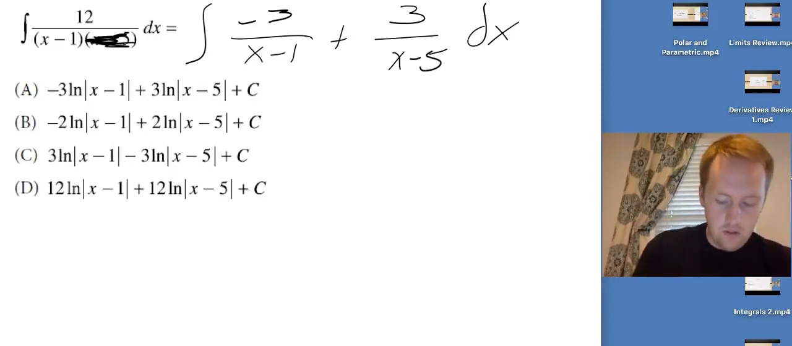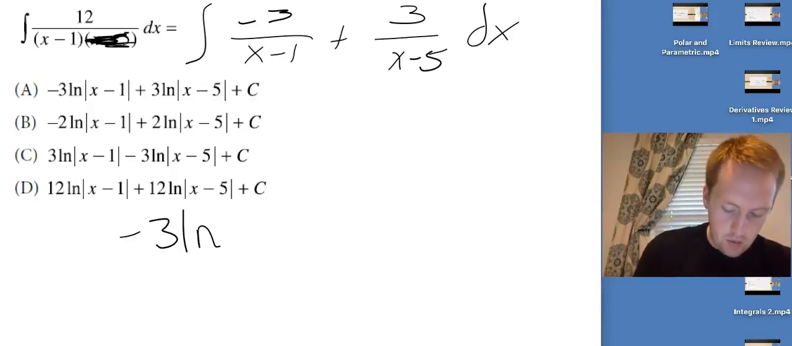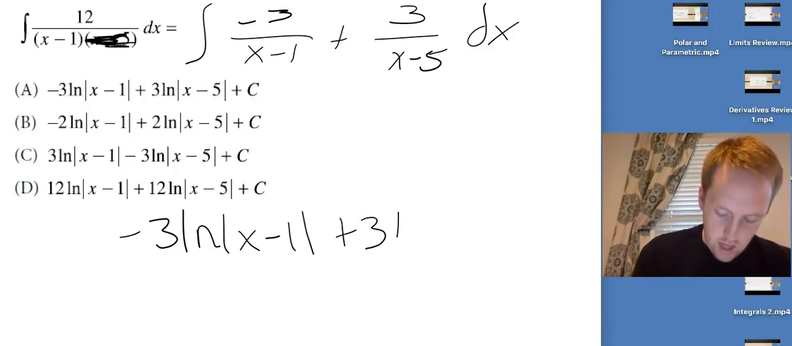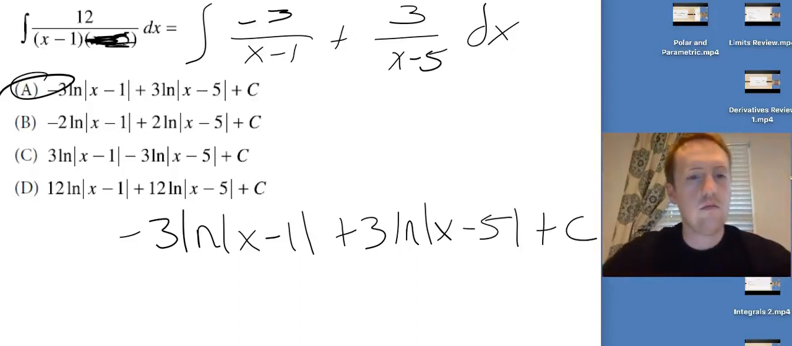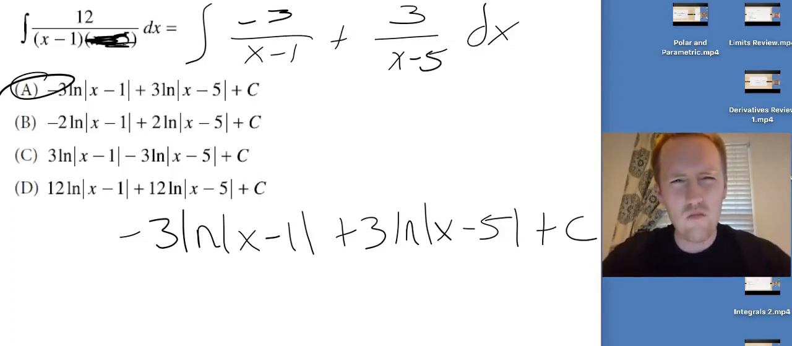Okay, the antiderivative of that is going to be negative 3 ln absolute value x minus 1 plus 3 ln absolute value x minus 5 plus c. And that's this guy right here. Or girl. Our answer is gendered.